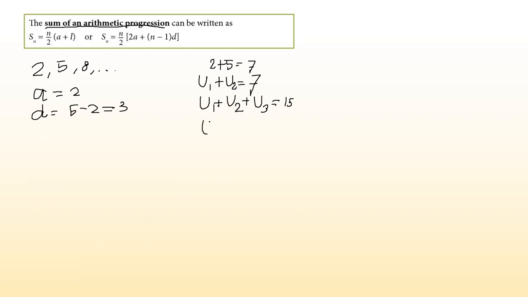And if U1 plus U2 plus U3 plus U4, it means 2 plus 5 plus 8 plus 11. How much? 26.